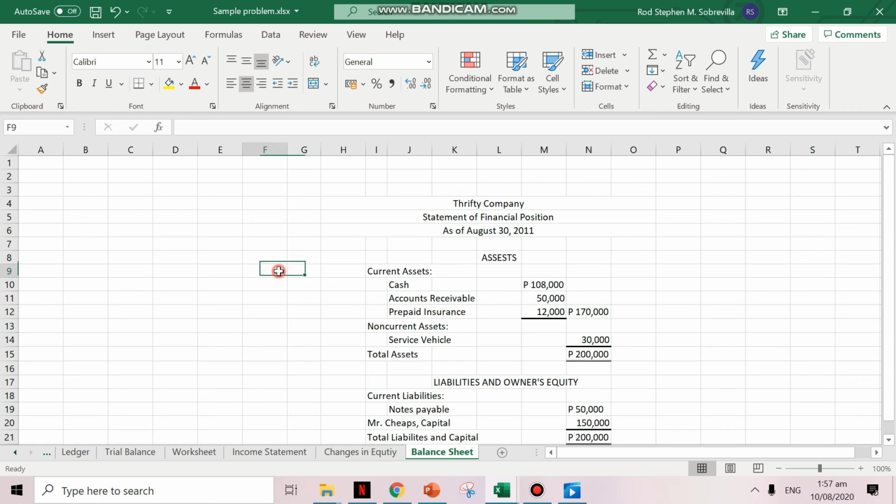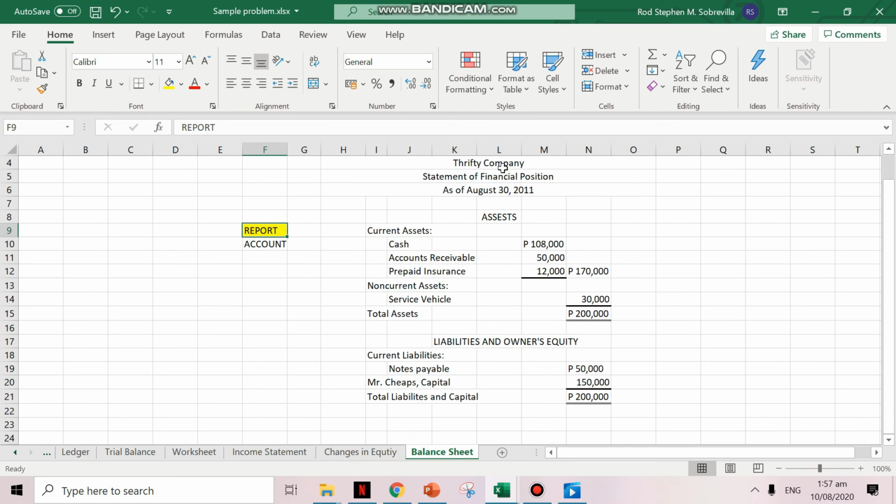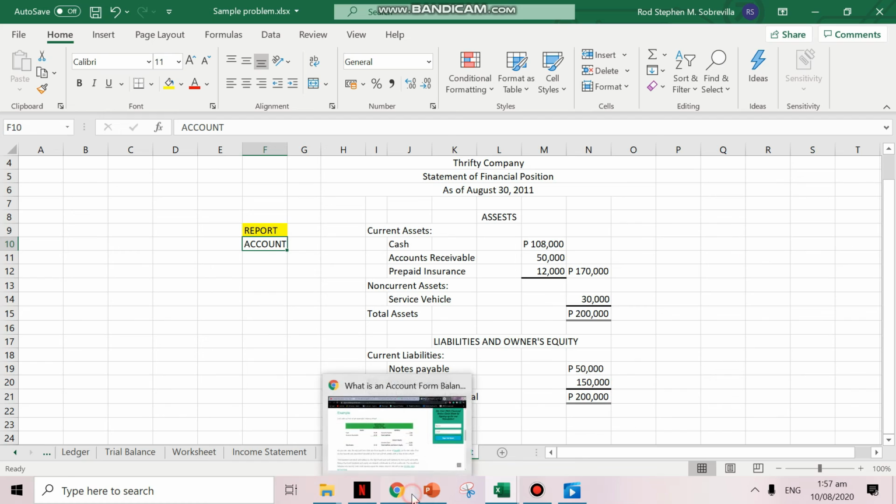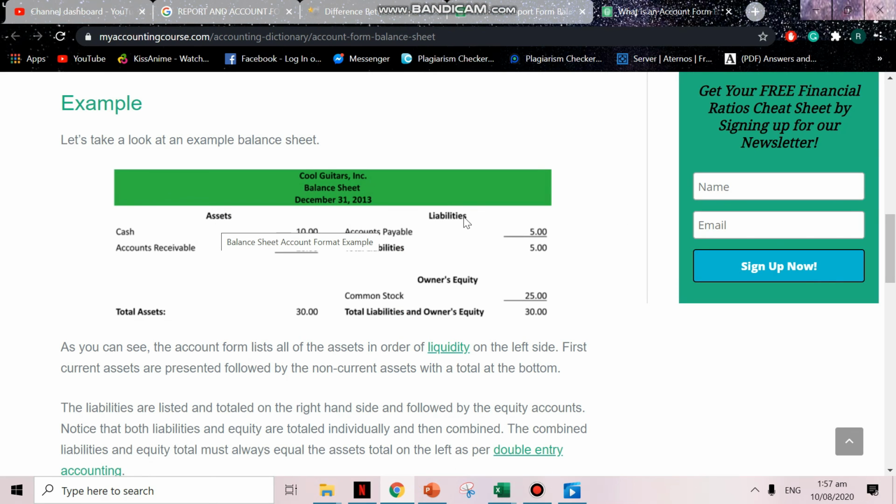So yan, ito nga pala is report form. There are two types of form sa balance sheet, the report form and the account form. Pag walang sinabi sa inyo kung anong gagamitin is tinuturo sa amin is gamitin ang report form kasi mas madali siyang intindihin, mas madali siyang mabasa kasi ito siya, pababa lang. Ito is example ng report form. An example of account form shows the accounting equation like this. Yan. Assets is equals to liabilities plus owner's equity. So, yun yung difference nila.